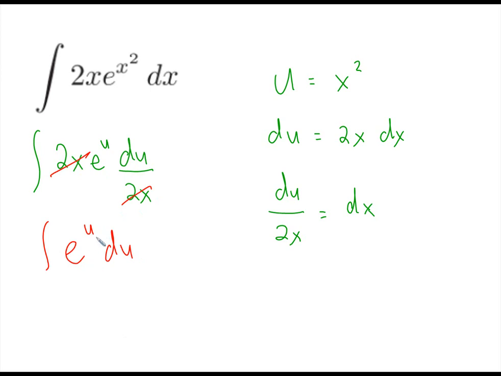So remember, e to any power, when you integrate it, it's just going to give you the exact same thing. So when I integrate this, this will still be e to the u plus c. So then my answer is going to be e to the x squared plus c. Okay?